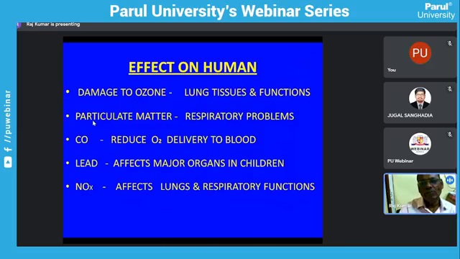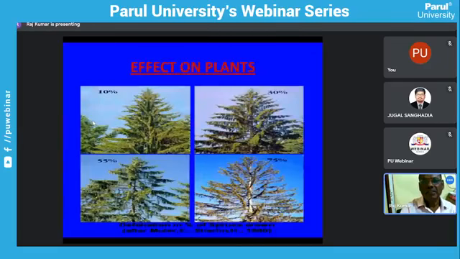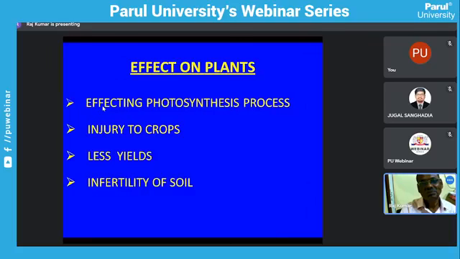The chemical compounds emitted by our exhaust gases mainly affect the respiratory system. Of course, carbon monoxide affects the blood delivery. These are the effects on people. Not only humans, but plants are also affected. The yields of the plants are day by day getting lower, and soil infertility is also increasing.